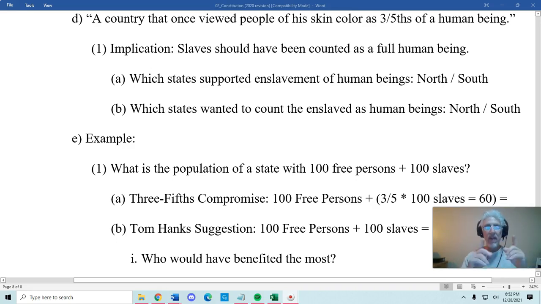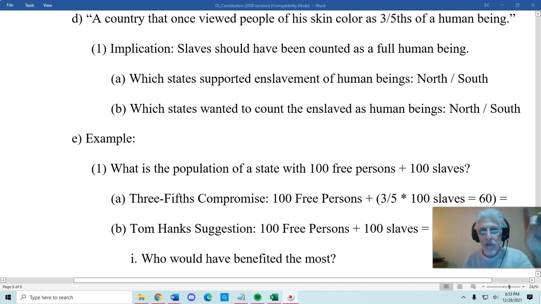And so the argument that they should have been counted as a full human being is problematic because if you think about it, which states supported the enslavement of human beings? The North or the South? Well, the South did. I mean, there were probably some Northerners who supported it as well, but for the most part, the South supported the enslavement of human beings. They fought a civil war over that.